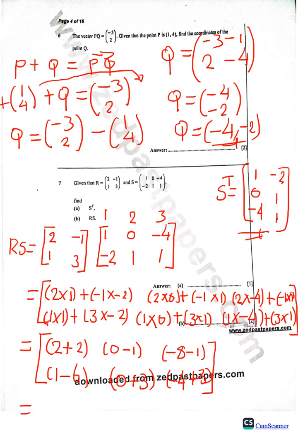Now our final answer here: 2 plus 2 is 4. 0 minus 1 is negative 1. Negative 8 minus 1 is negative 9. Then 1 minus 6 is negative 5. Then 0 plus 3 is 3. Negative 4 plus 3 is negative 1. So this is our final answer for this problem. Now let's move on to question 8.